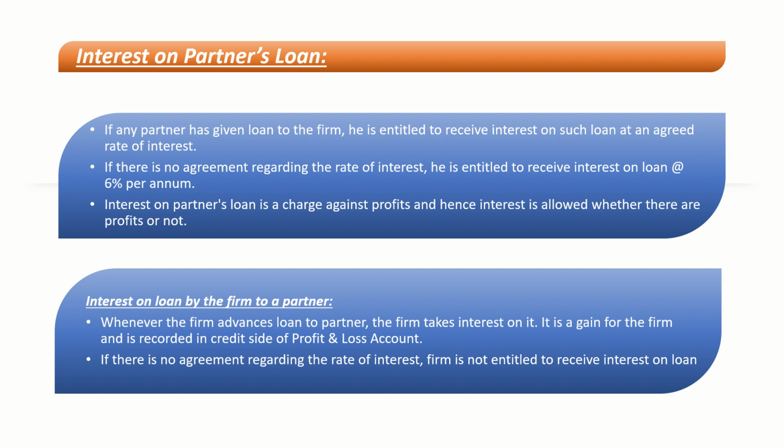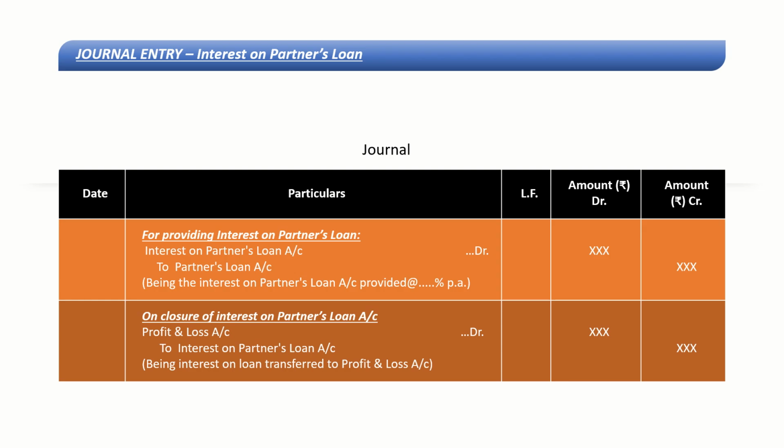Okay. However, interest on loan by the firm to a partner. If the firm has given a loan to the partner, in that case, this is a gain to the firm and it is recorded on the credit side of PL account, profit and loss account again, not profit and loss appropriation account. Don't get confused. However, if there is no agreement regarding the rate of interest, the firm is not entitled to receive any interest on loan. Okay. Let's have a look at the journal entries.